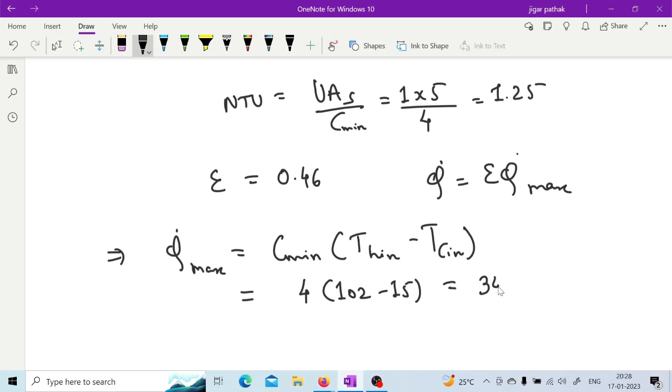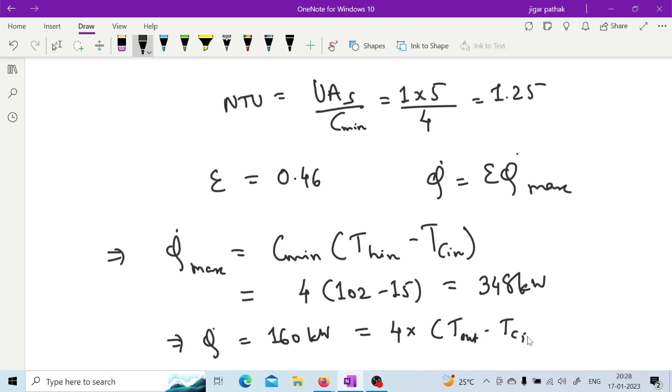348 kilowatt. So once you have Qmax and effectiveness, you can calculate Qactual. So what is Qactual? 160.08. 160 kilowatt, right? So once you have this, then you can equate it to this Tc out minus Tc in. Tc in is given as 15.